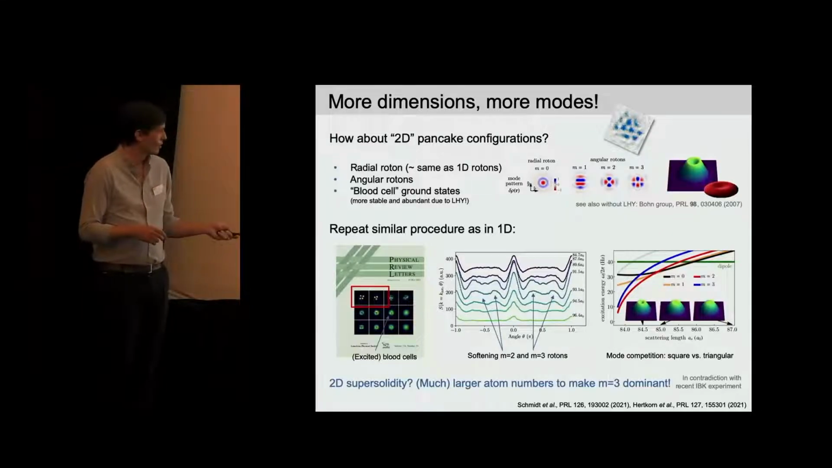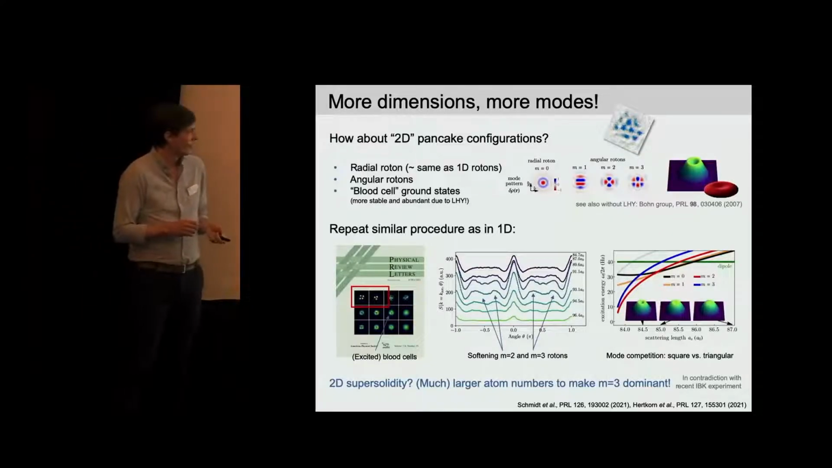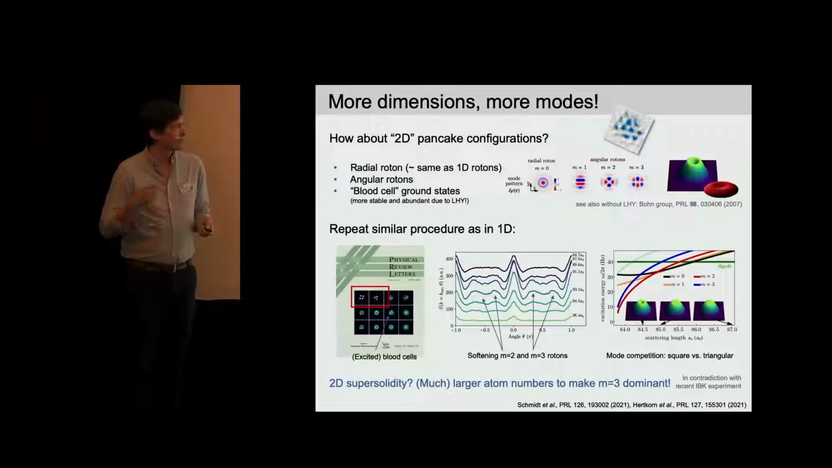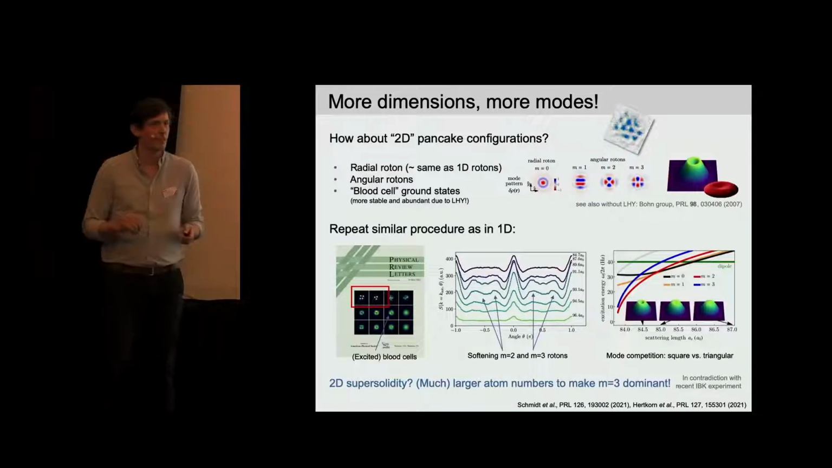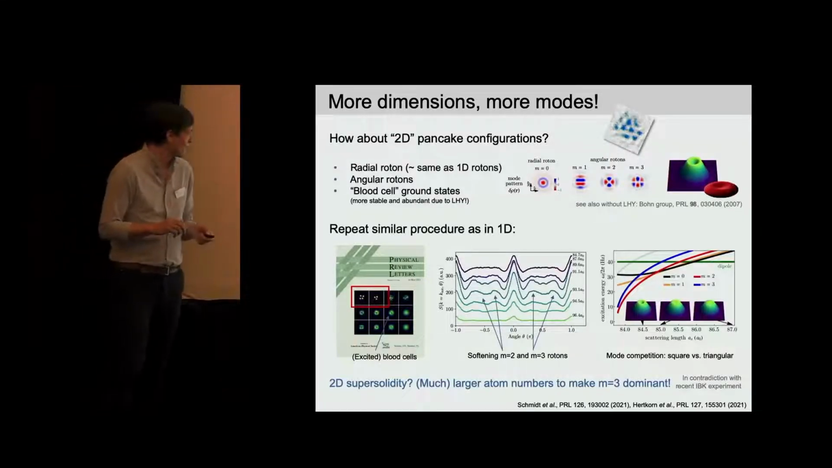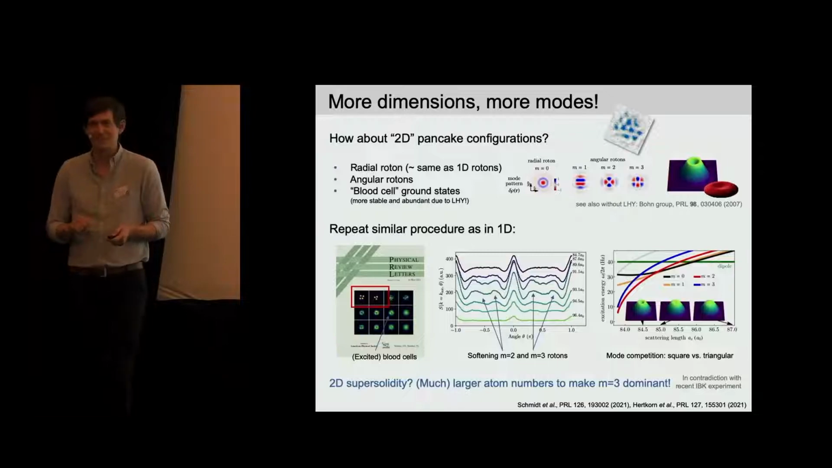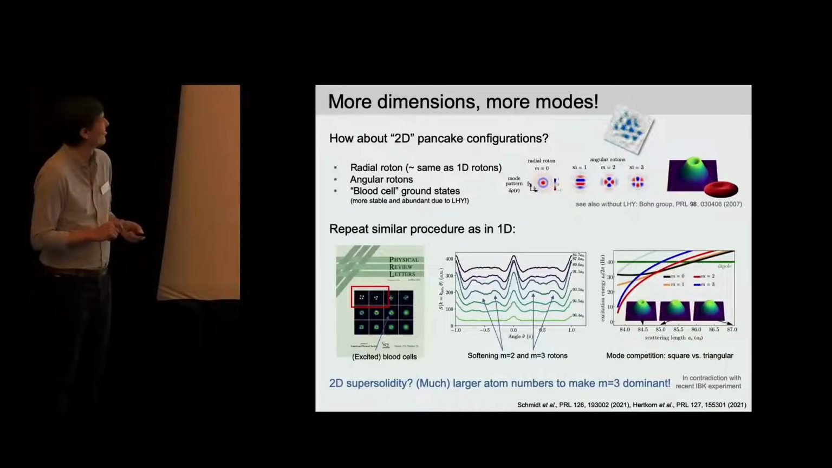What does this mean for a 2D supersolid? It means that you need to take many, many more atoms into account in your experiment. You need to cool many more atoms, and then M equals 3 becomes dominant. So if anyone is interested in the discussion about 2D supersolidity, please come and see me at the dinner table.